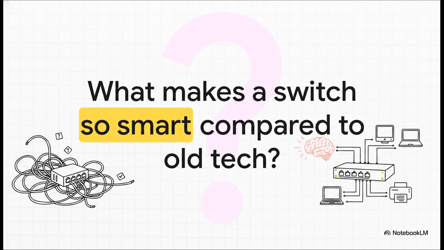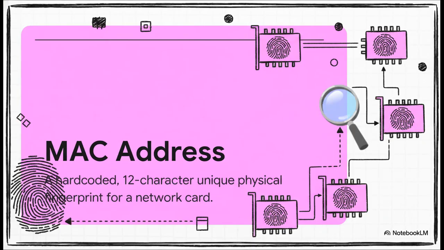Years ago, hubs were the standard, but they were, honestly, incredibly inefficient. Switches completely revolutionized the office LAN. So what's the secret sauce here? Let's find out. The secret lies in something called MAC address awareness.